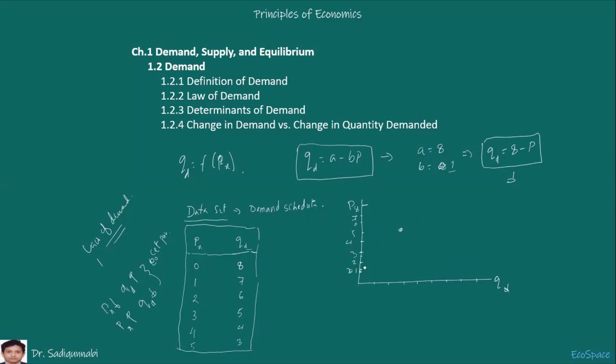When price is 4, demand is 4, maybe this. When price is 3, demand is 5, this is 5. When price is 2, demand is this. Okay, so you can add the dots, which is actually QD is 8 minus P.